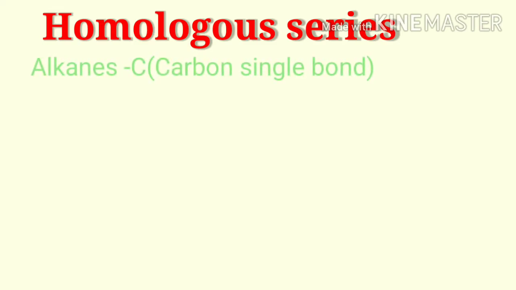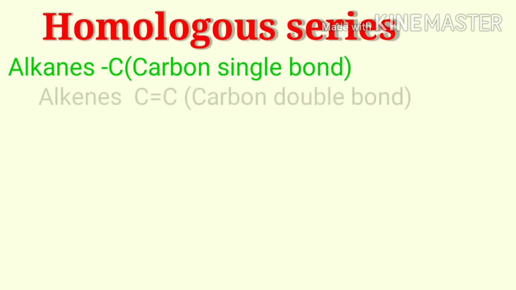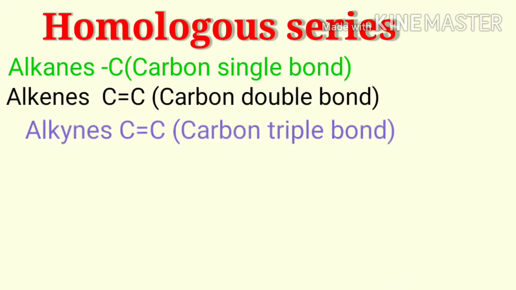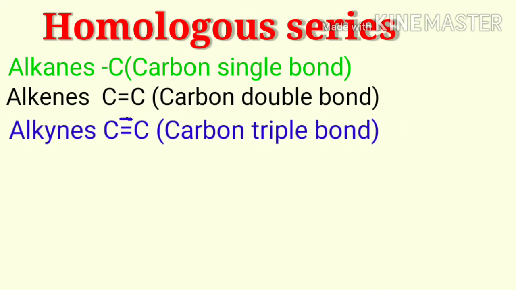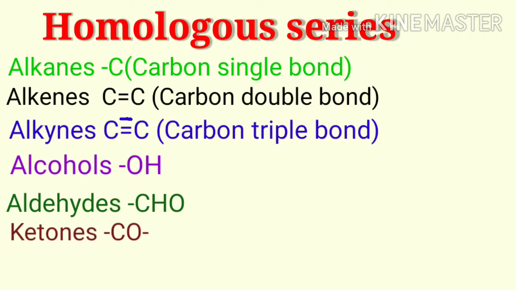7 series covered in this video are alkanes with single carbon bond as the functional group, alkenes with double bond between carbon atoms as the functional group, alkynes with triple bond between carbon atoms as the functional group, alcohols with OH group as the functional group, aldehydes having CHO as a functional group, ketones with CO as the functional group, and lastly carboxylic acids with COOH as the functional group.